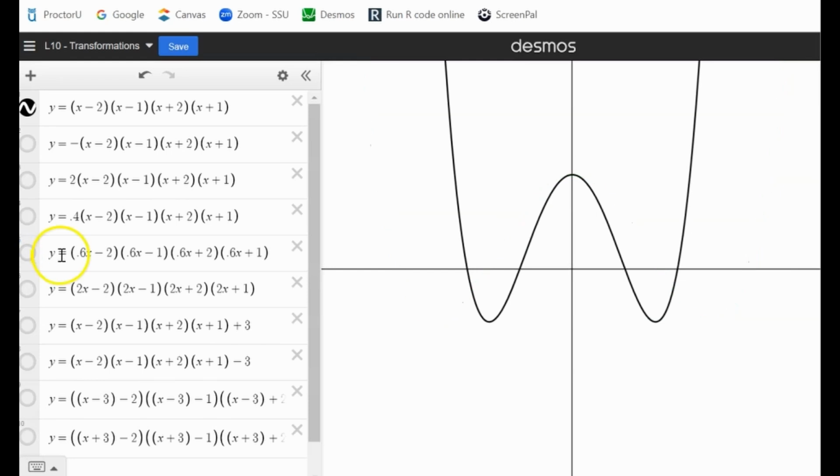Okay. Now let's do a horizontal shrink. Okay. And to do that, we're going to multiply each x by a factor larger than 1. So we're going to multiply them all by 2. So 2x, 2x, 2x, 2x. And when I activate that, you can see that it's squeezed inward.